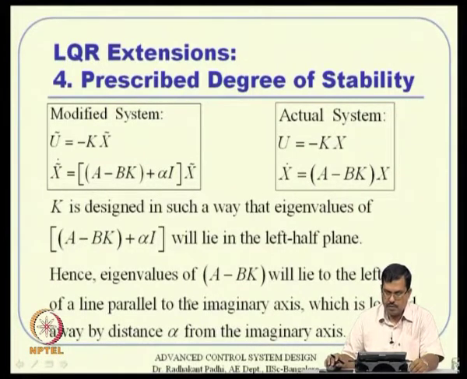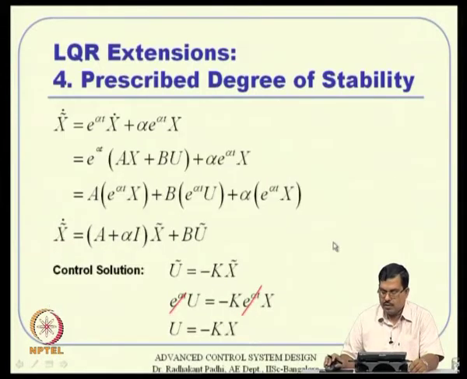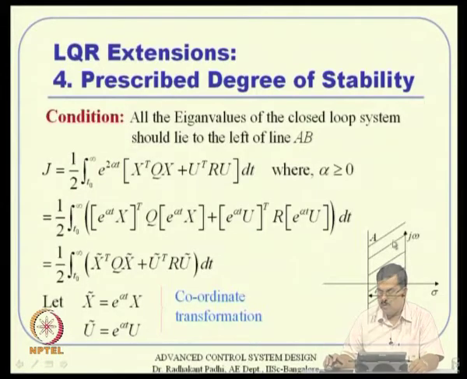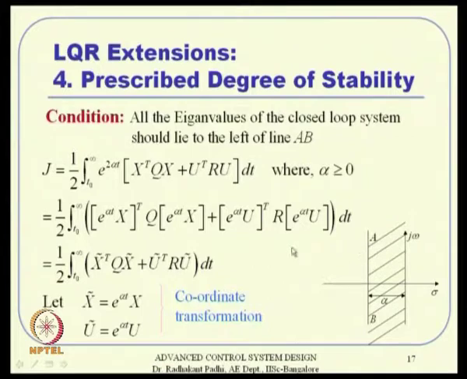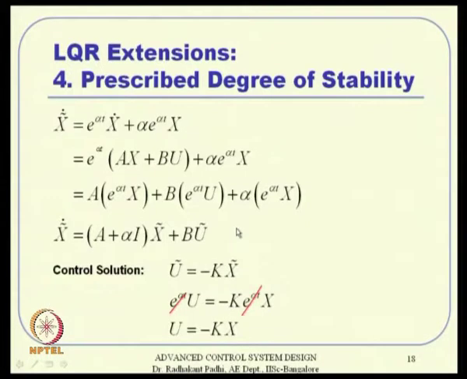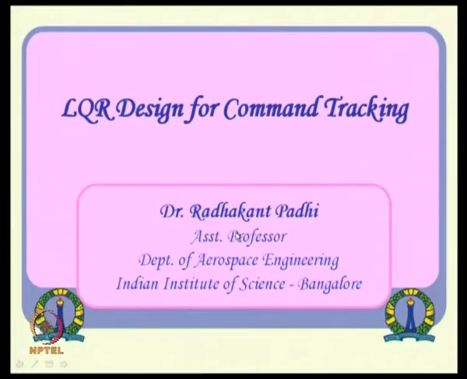That is how we get this desirable condition that all the eigenvalues are getting shifted by alpha to the left. So, if something lies here, that also gets shifted by alpha distance basically. That is how we guarantee this prescribed degree of stability. Okay. So, that is how it is happening there.